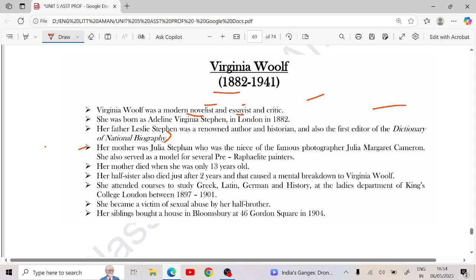Her mother was Julia Stephen, who was the niece of the famous photographer Julia Margaret Cameron. She also served as a model for several pre-Raphaelite painters.